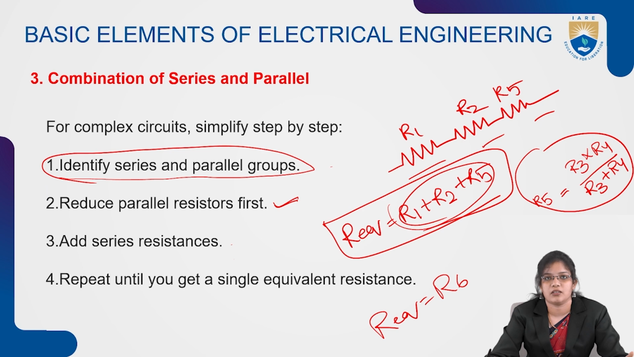Moving to the equivalent resistance calculation, we have three types of resistance calculations. One is series, the second is parallel, and the third is a combination of series and parallel. In the next video we'll be dealing with more problems on series, parallel and combination of series parallel circuits.